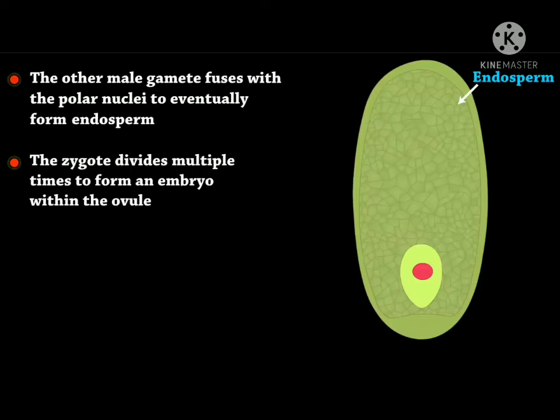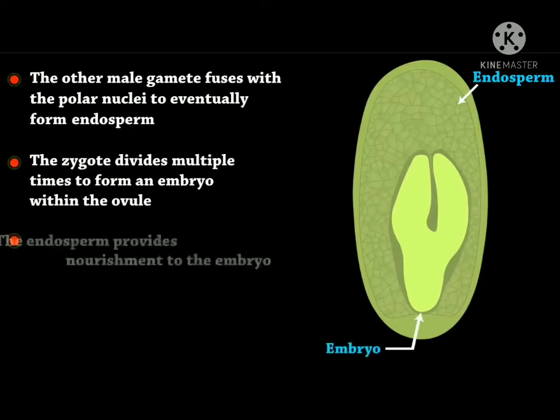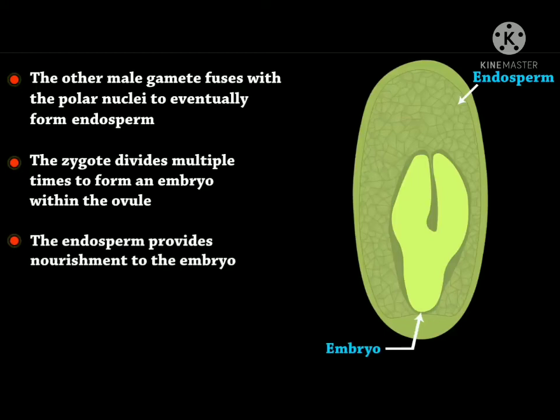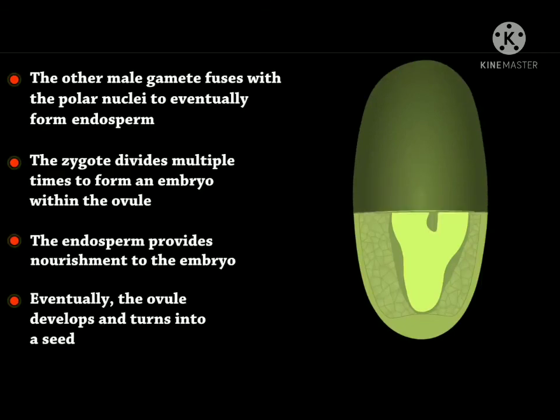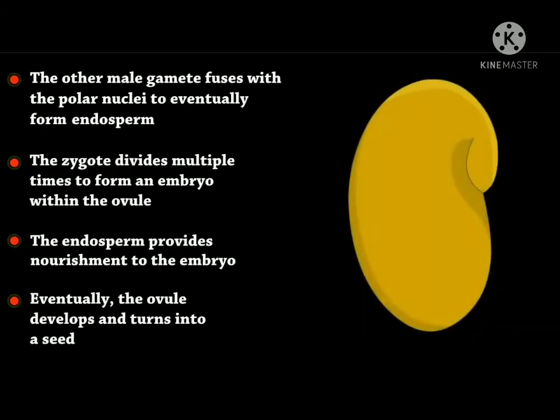The zygote formed by fertilization between the egg and the male gamete divides continually. It undergoes multiple divisions and results in formation of an embryo within the ovule. These diagrams brilliantly explain the formation of the embryo inside the ovule, and nourishment is provided to the growing embryo with the help of the endosperm. When the ovule develops, it turns into a seed.